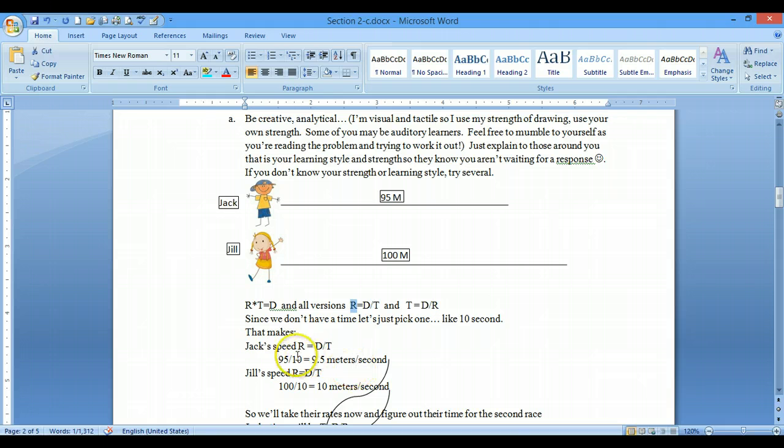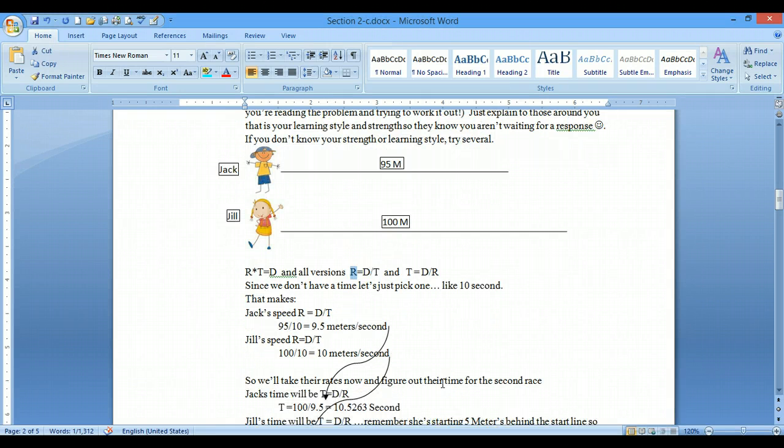Just arbitrary. So Jack's speed is going to be 95 meters over the 10 seconds because that's where he ended at 95 meters when Jill crossed the finish line. And that gives us 9.5 meters per second. Jill's speed is rate equals distance over time. She finished the full 100 meters divided by 10 seconds. She ran 10 meters per second.